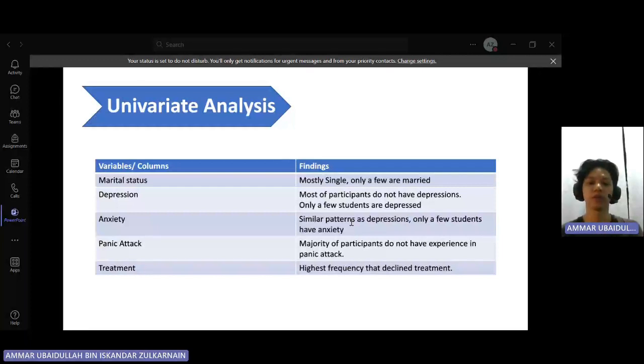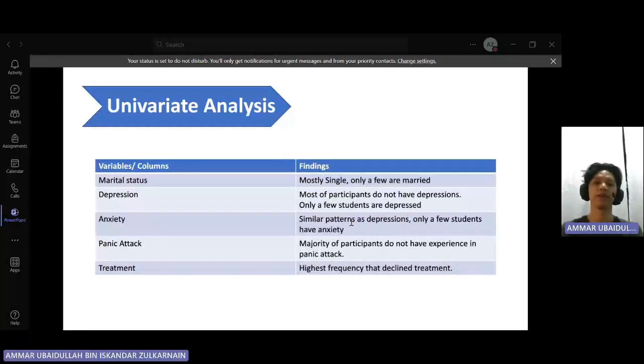Then moving on to our next variable, panic attack. The majority of the students have not experienced any panic attack. Only a small portion have reported panic attacks. This is coming from academic stress and deadline pressures.